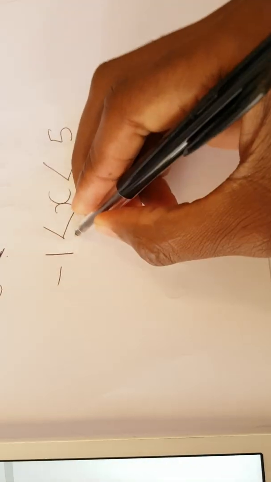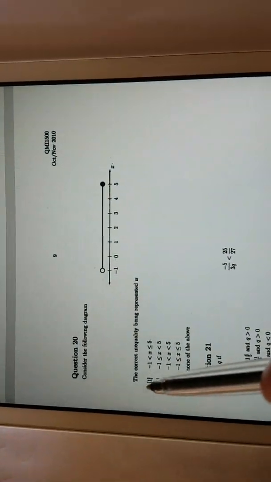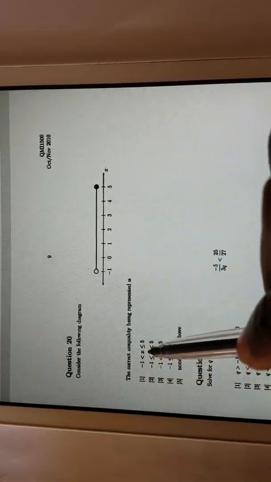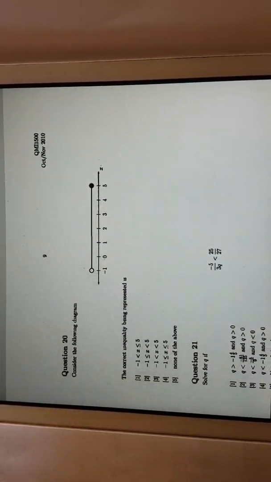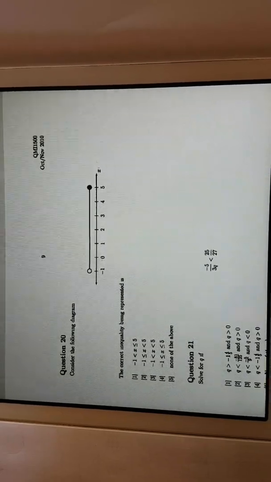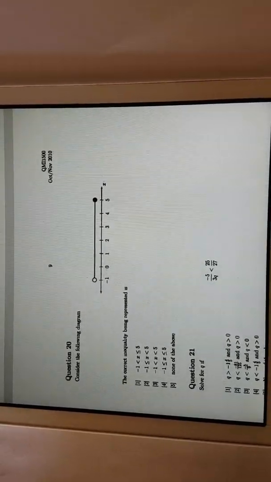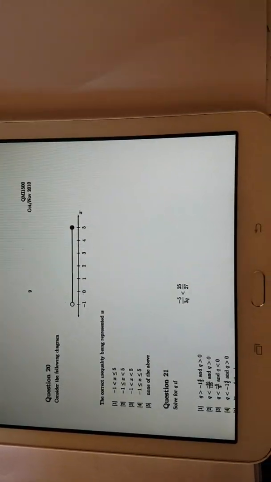So -1 is less than x, less or equals to 5. Which option? -1 is less than x, less or equals to 5. So it seems like it's option number 1. Option number 1 is correct.